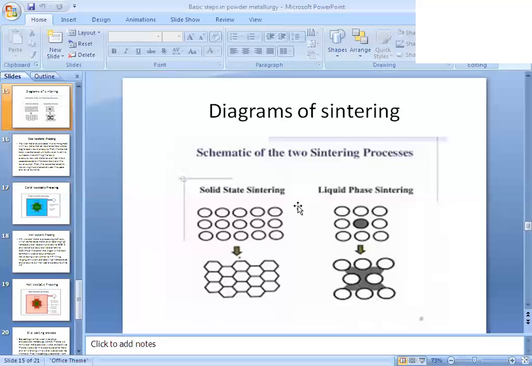Next I would like to explain one more important thing, liquid phase sintering. In the slide, you have to concentrate on the right images. I hope it's clear and the image is visible. You can see here, just as in solid state sintering, it is similar in the liquid phase.